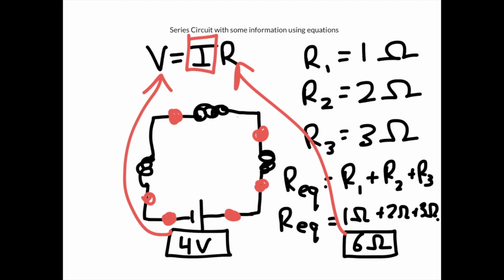And the way that I can find that is by just plugging in these numbers, dividing on both sides, and I should get a current of 2/3 of an amp. So notice that there's 2/3 of an amp of current going around this circuit when I have these three specific resistors in series.